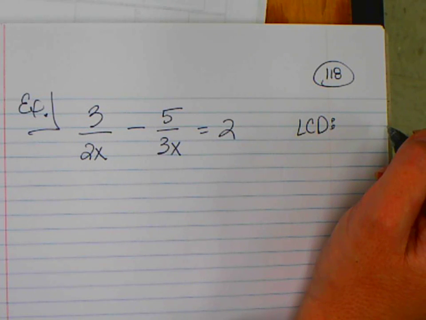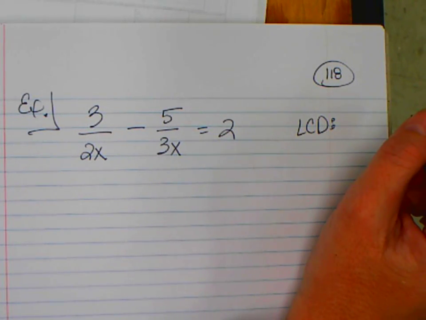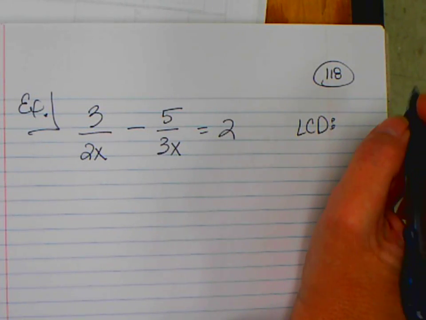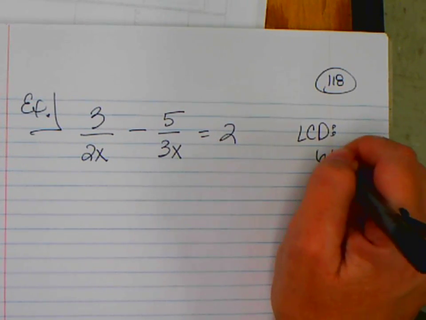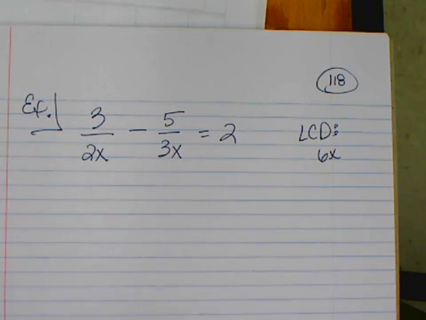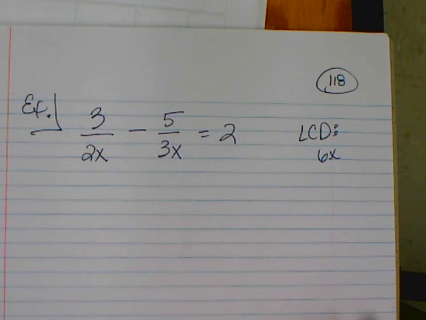2x and 3x. You could do that, but that's not my least common denominator. How about 6x? Does 2x go into 6x evenly? Does 3x go into 6x evenly? Okay, or if you thought about it like this.